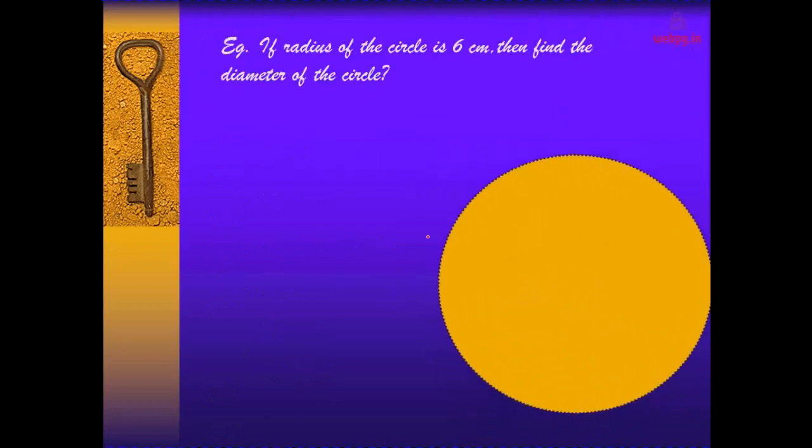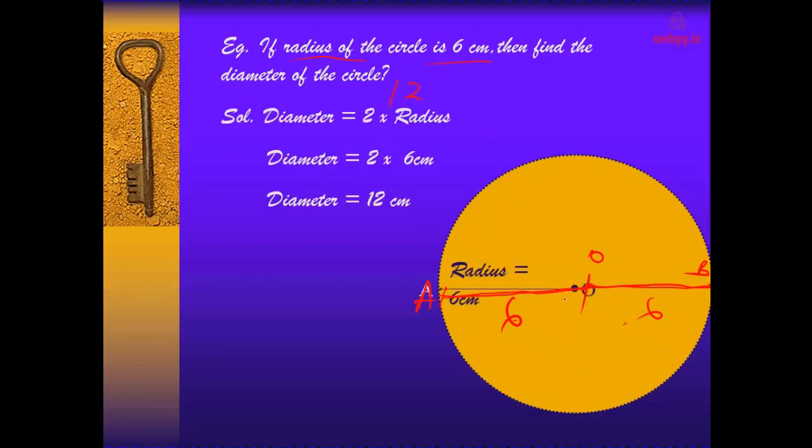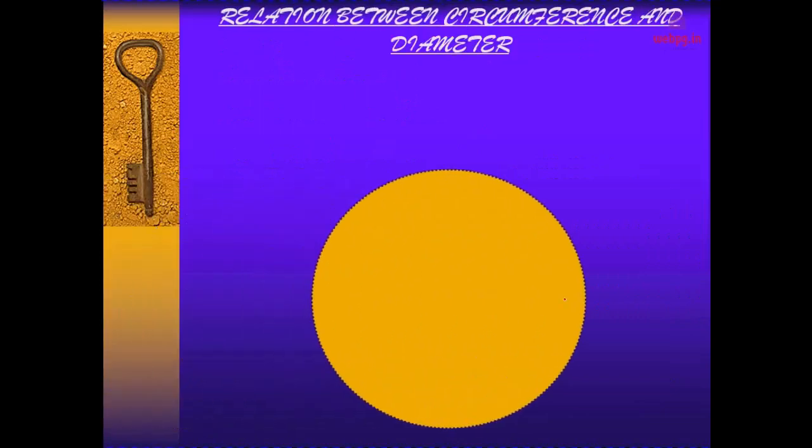Now another example: if the radius of the circle is 6 cm, then find out the diameter of the circle. What they are asking for is this: if this is our center point and they give us the radius as 6 cm, so this is 6 cm, this is our O point, and this is AO. If they are asking me to calculate this OB portion, definitely this will also be 6, and the total distance will be our diameter. So this will be 12, right? 6 plus 6 equals 12, right?